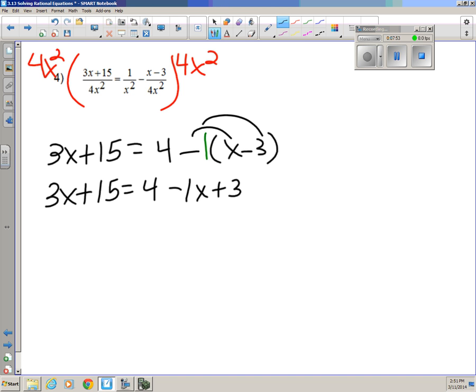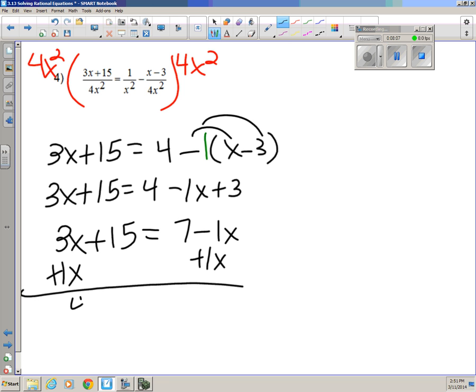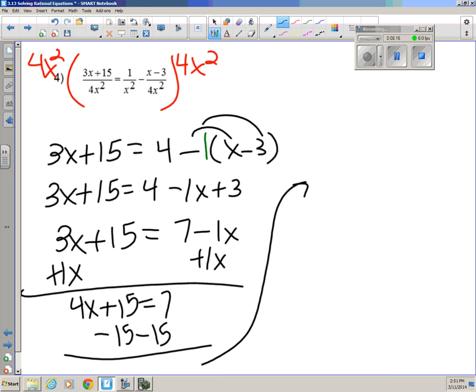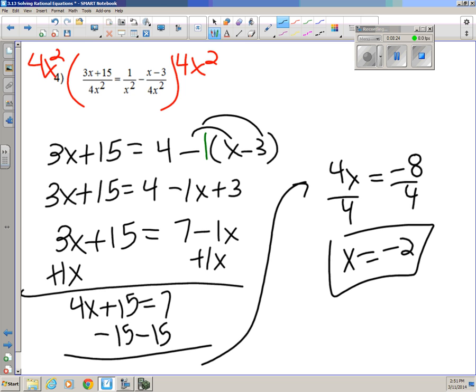Make sure you're good there. What happens now, 3x plus 15 equals, combining like terms, 7 minus 1x. I'm going to add 1x to both sides, and I get 4x plus 15 equals 7. I'm going to minus 15 from both sides. I'm going to come over here and say 4x equals -8. Divide by 4, divide by 4. X is -2. Is -2 allowed to be a solution? Sure, because my denominators just can't be 0, and that's not what my answer was.